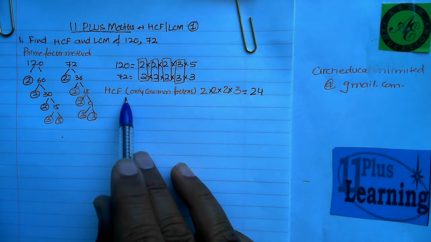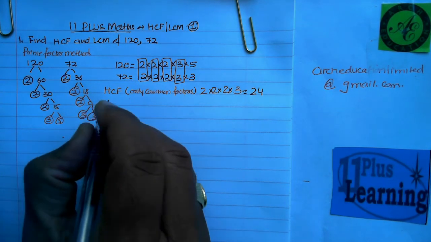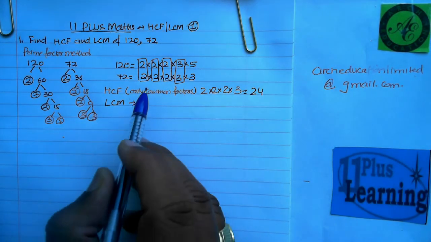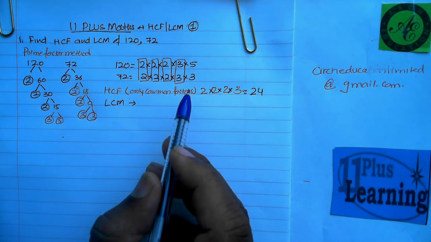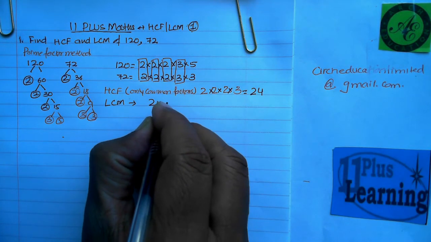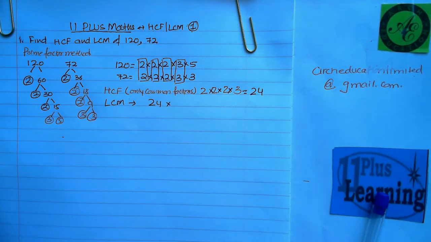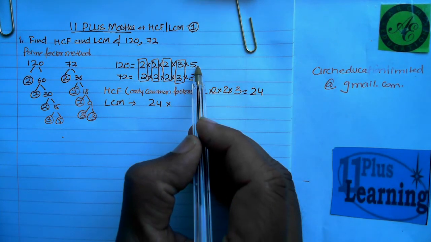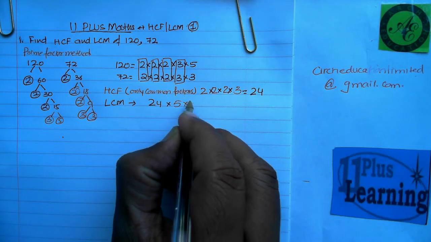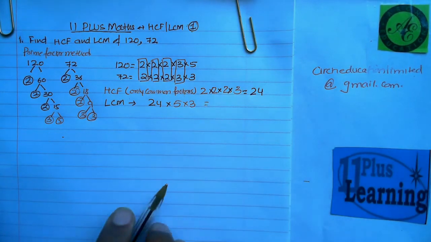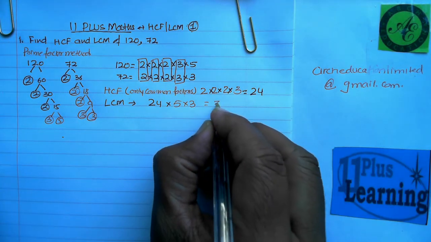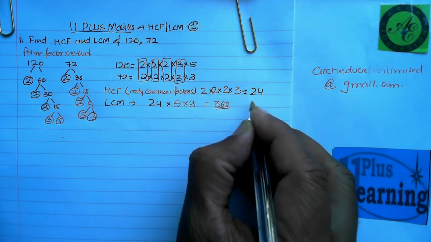To find LCM, what do we do, guys? We repeat the same process we do for finding HCF. That means we write the HCF first and then times it by the leftovers, any factors which have not been used to find the HCF, which is a 5 times 3. The answer is 24 times 15, which is 360. So 360 is the LCM of 120 and 72.